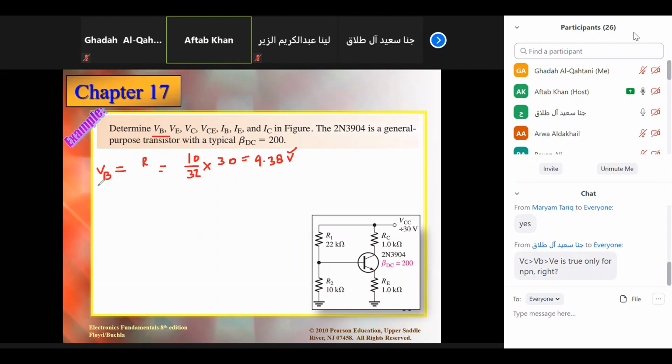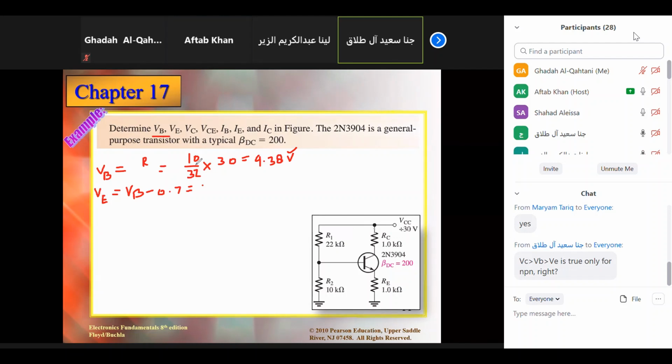Now, after getting VB, we can calculate VE. All right, so calculate VE, which is VB minus 0.7. We subtract 0.7 because the question does not mention germanium or silicon, so by default you will consider it silicon. So 9.38 minus 0.7, how much are you getting? 8.68.